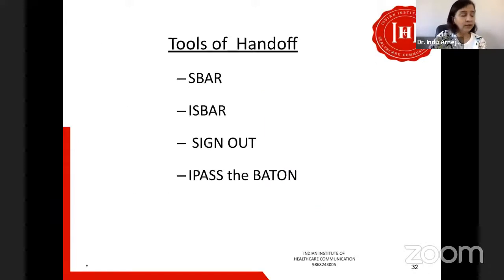Okay, quickly talking about the tools of handoff. How many of you have heard of these?